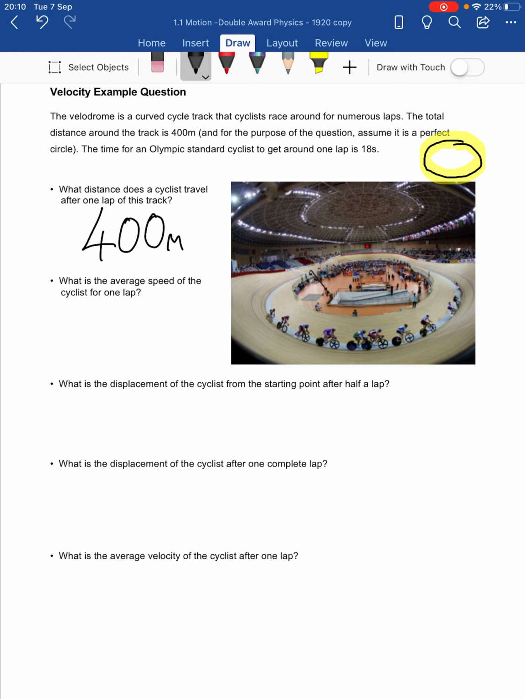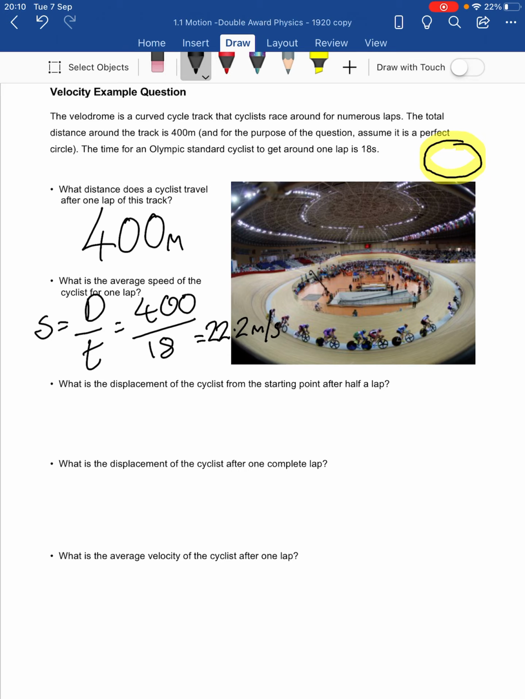So what distance does a cyclist travel after one lap? Well, that would be our 400 meters. So the average speed equals distance divided by time. 400 divided by our 18 seconds. It's going to be quite impressive, I reckon. Divided by 18, so that's 22.2 meters per second.